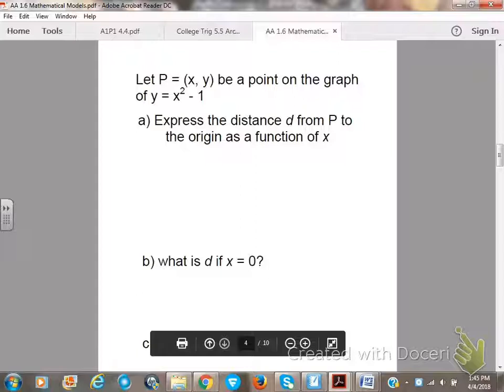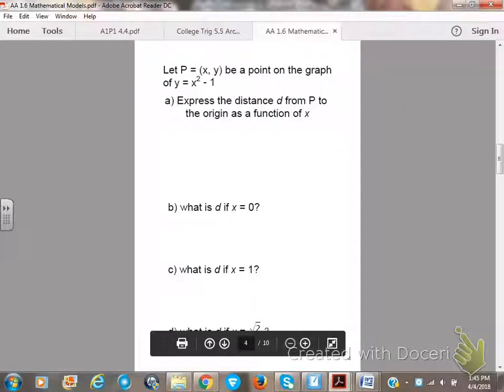Okay, looking at this one, we're going to let P be an ordered pair, x comma y, on a point of the graph of y equals x squared minus 1. And we want to express the distance, d, from P to the origin as a function of x. A lot of fun stuff going on there, right? How about that y equals x squared minus 1?